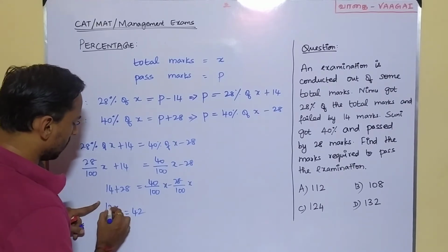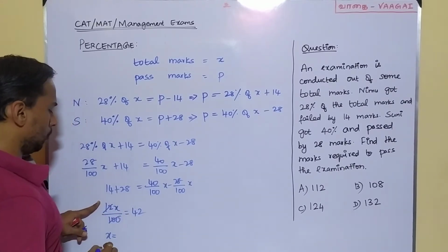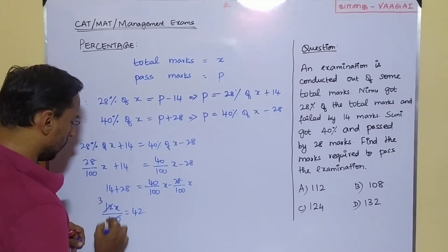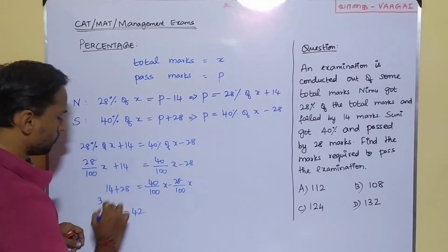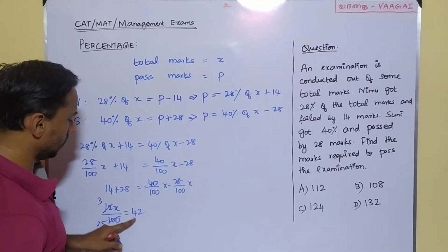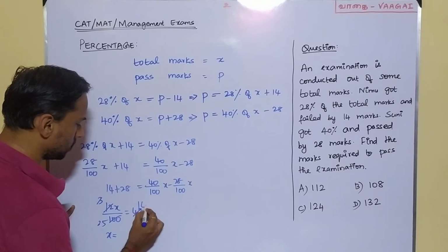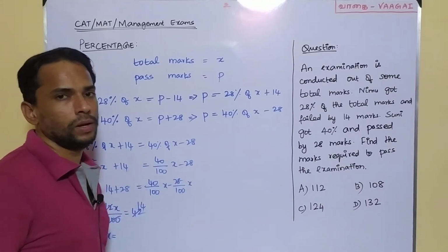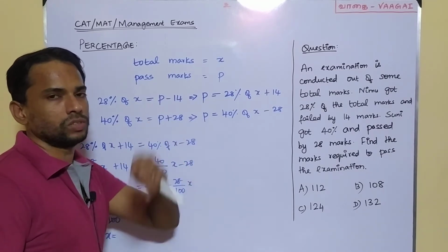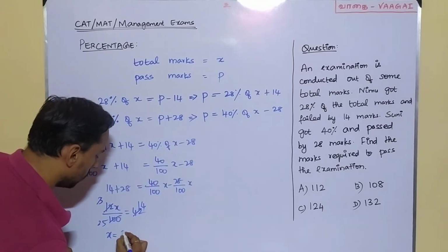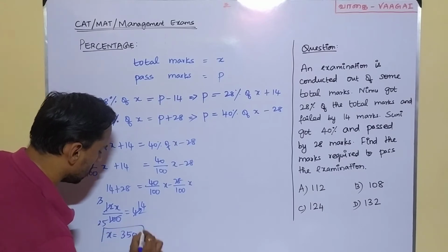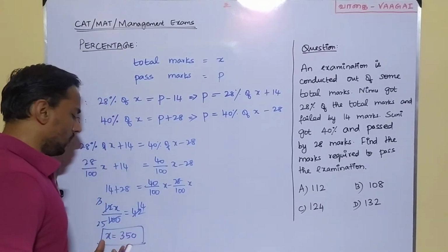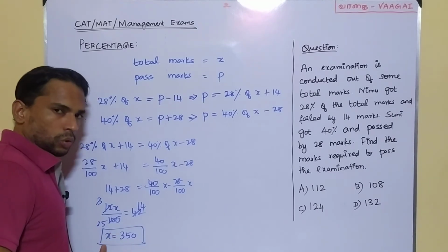I can cancel like this, this one and this one. Both of them will go off with the 4 table, right? So this will be 3 and this will be 25, and once again I can cancel off this 3 and this 42, so this will be 14 times. So x will be nothing but 14 times 25. What is 25 times 14? 14's half is 7, 7's half is 3.5, so 3.5 now becomes 350. So x is equal to 350. But our problem is not yet over. Why? Because we got the value of x only, right?